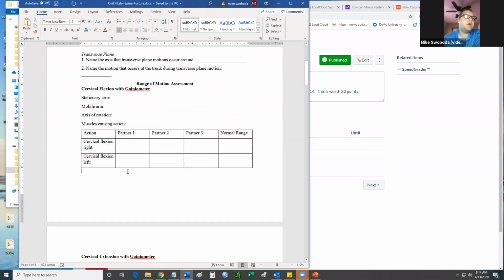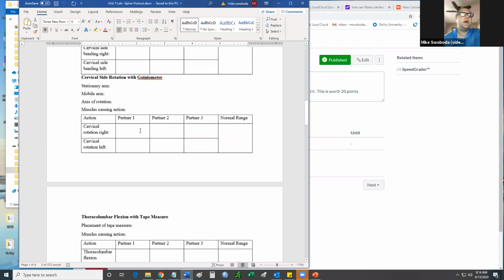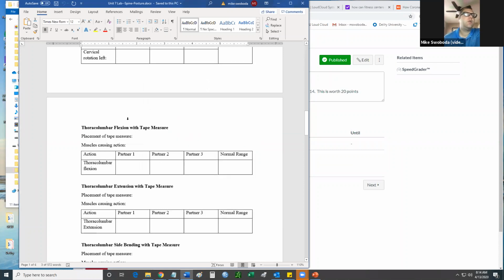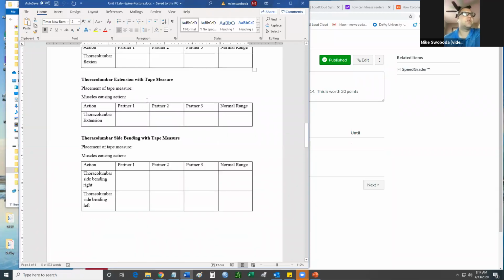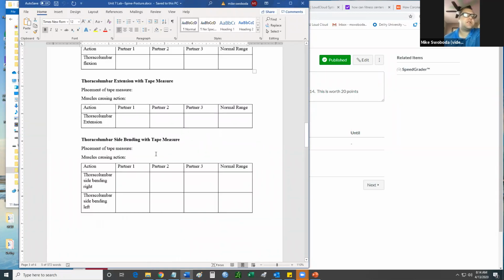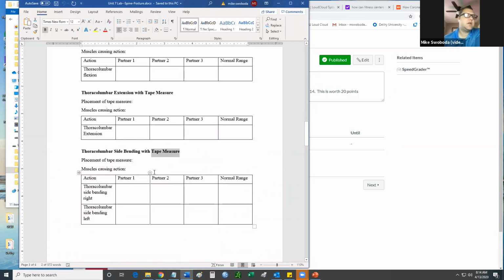Obviously, we're not going to be doing all of the ranges of motion or the manual muscle tests in person, but you should know how to put the goniometer, where to put the tape measure, that kind of thing. So stationary arm, mobile arm, axis, rotation, that's where do you put the goniometer and what muscles cause these motions. With the tape measure, you're really simple. It's just going to be where do you put the tape measure. And again, I'll be going over those with you. The tape measure ones are going to be real easy.